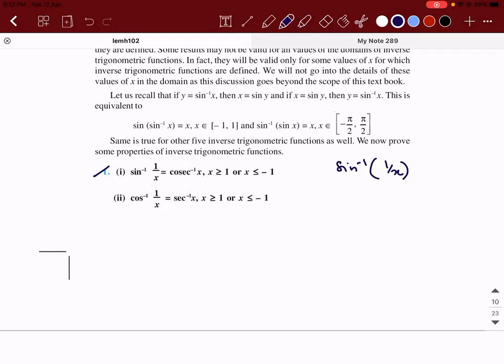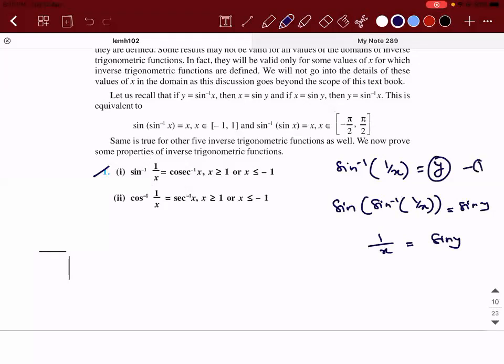So I told you there is only one way to solve it. The given function, by default, take it as y. What trigonometric function should you consider on both sides? Take sine on both sides. Sine of sine inverse of 1 by x is equal to sine y. So 1 by x is equal to sine y. What do you actually need? You need the value of y. Let me call this equation number 1. So 1 by x is sine y. Then what is x equal to? 1 by sine y, which is cosecant y.